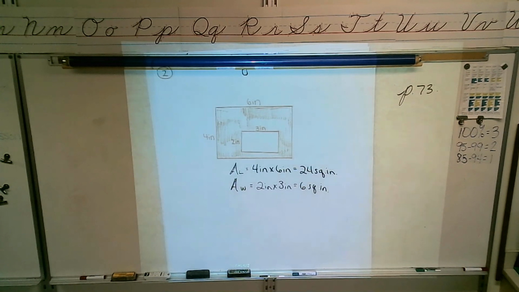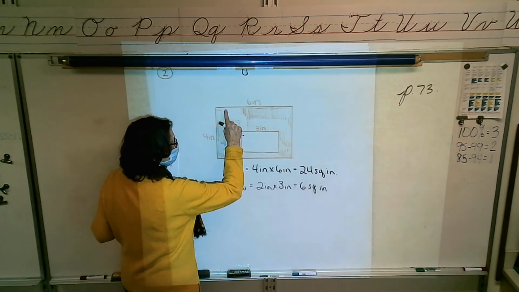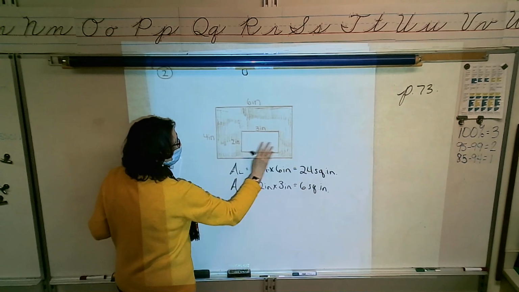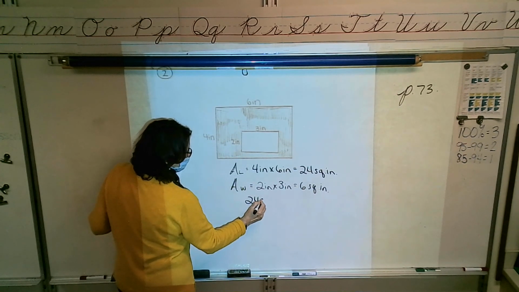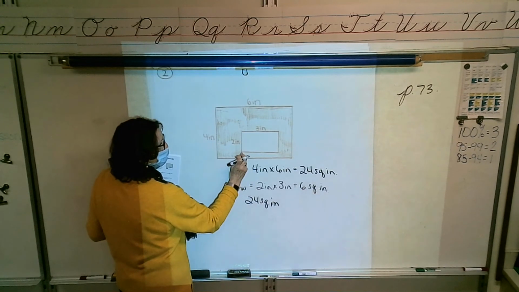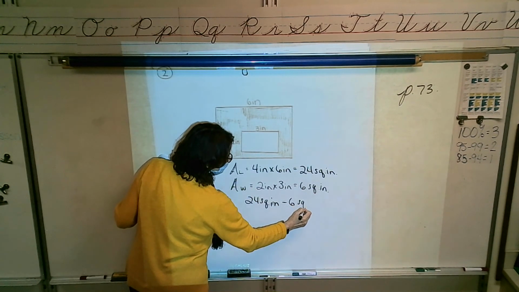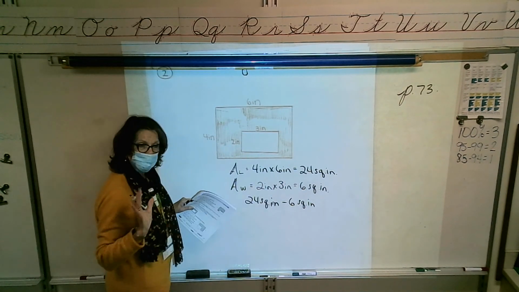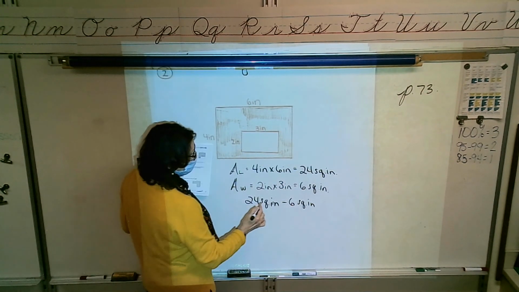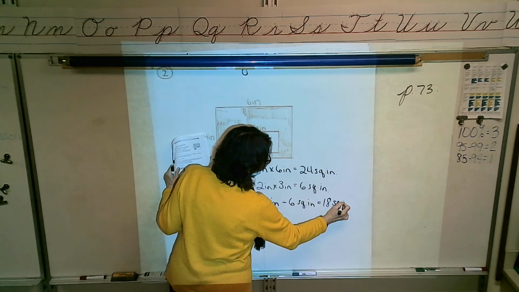I see most people got that done, and this is what most people did. They said, well, I'm going to take the 24, which represents the entire thing, all of this, 24 square inches, and then I'm going to take away this, which was 6 square inches. And so we want to find just the gray part, that composite shape. 24 minus 6 equals 18 square inches.